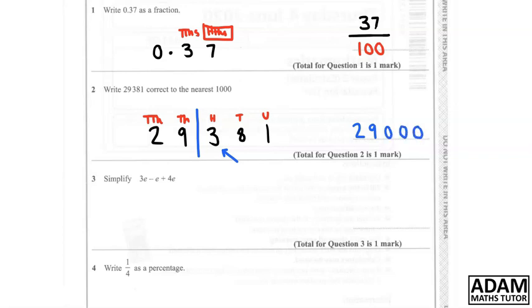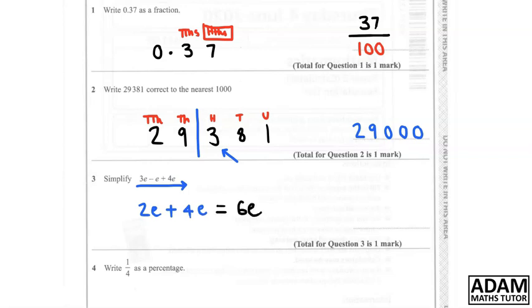Question 3. Simplify 3e, take away e, plus 4e. The mistake that people make here is doing addition first because of BIDMAS, but when you're left with addition and subtraction at the end, you should just be doing the calculation from left to right. So 3e take away e is 2e, and then plus 4e would be a total of 6e.